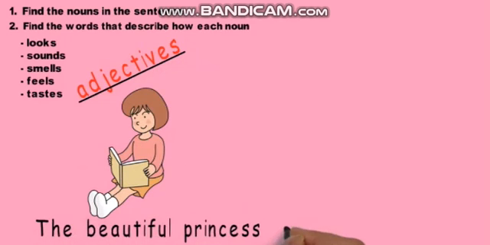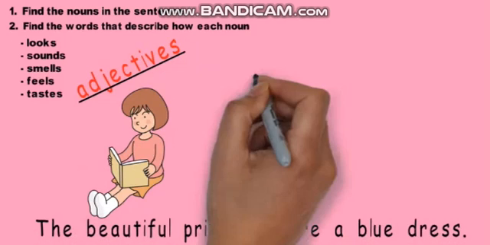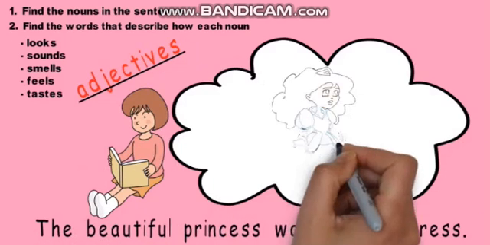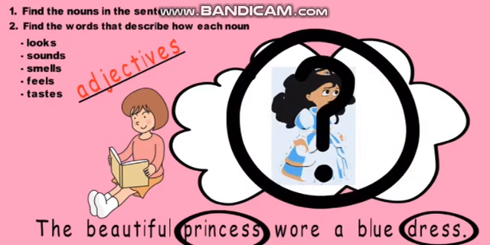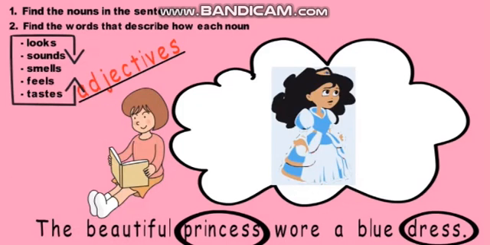The beautiful princess wore a blue dress. When I read this sentence, I see a picture of a princess wearing a dress. A princess is a person, and a dress is a thing, so they are the nouns in my sentence. I will circle them. But which words are adjectives? Which words describe how the princess and the dress look, sound, smell, feel, or taste?